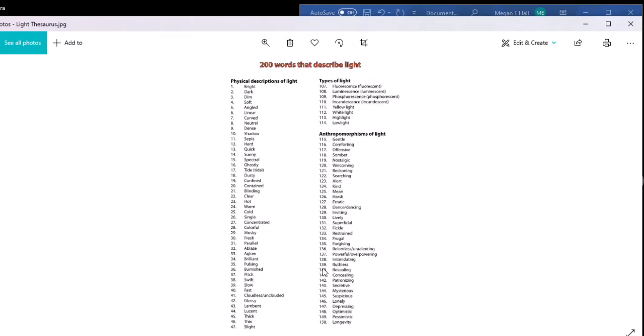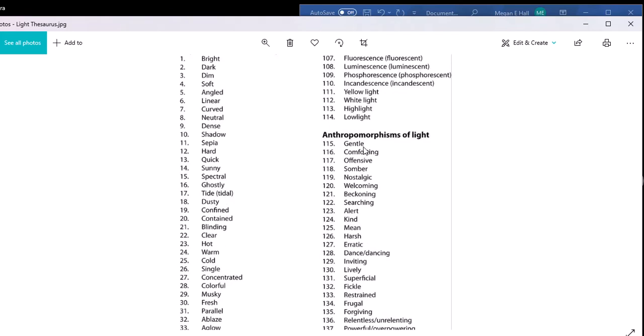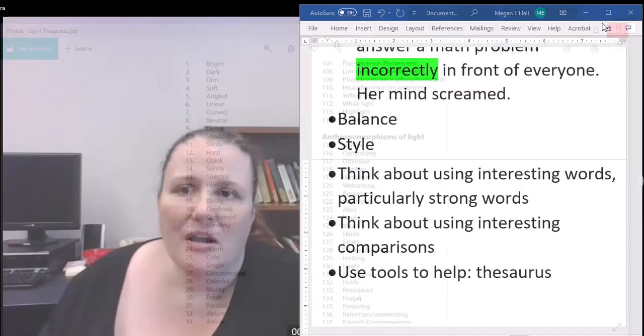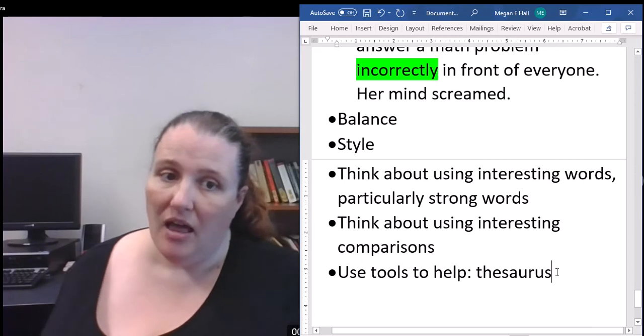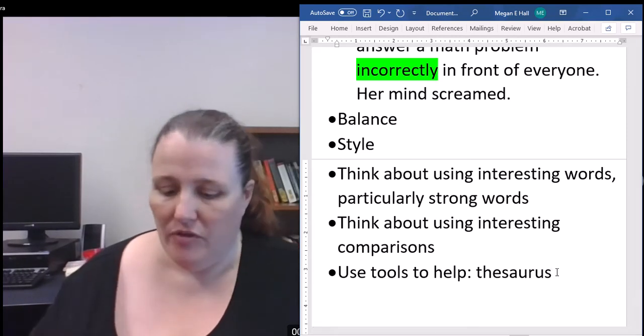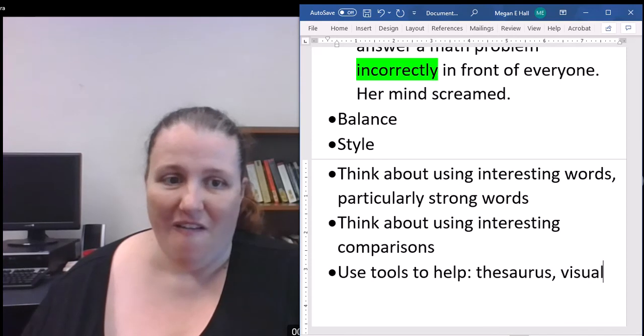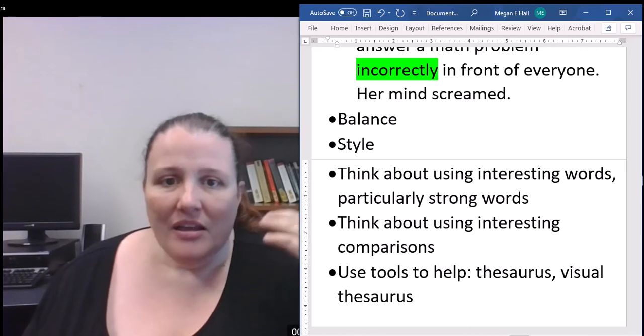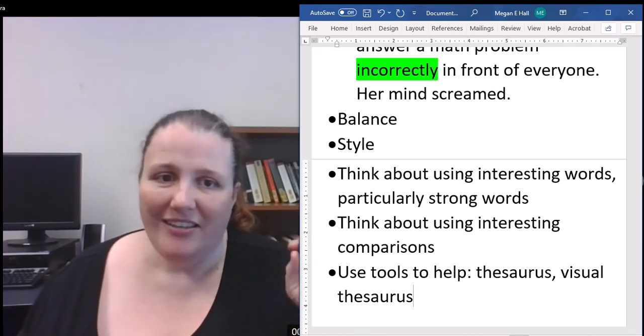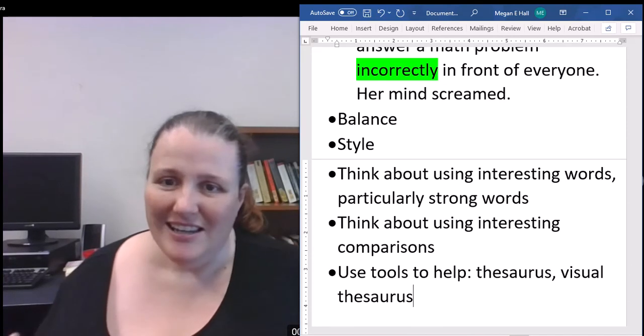I'll open this up a bit more so you can see it closer. There we go. Gentle, somber, nostalgic, harsh lighting. Is it dancing? Is it superficial? Is it clear? Is it blinding? All of these types of things. So I would say a thesaurus is a great tool to help, and a dictionary as well, and I'll put in here visual thesaurus, which a lot of those are. So things to think about as you're writing: balance, style, strong words, interesting comparisons.